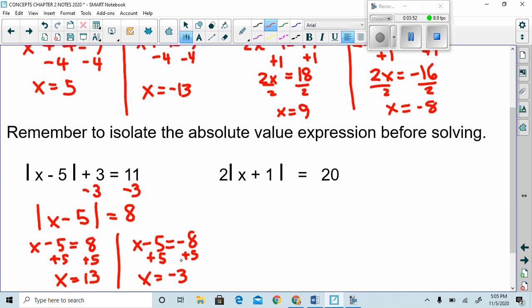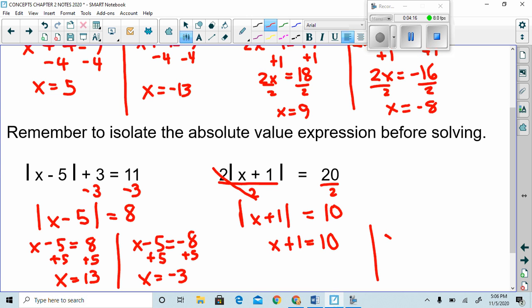One last one. Now, look carefully because this expression is multiplied by 2, so we're going to divide both sides by 2. Canceling here, I get the absolute value of x plus 1 is equal to 10. Now we can solve. x plus 1 equals 10, and x plus 1 equals -10. One inverse operation, x is equal to 9, and x is equal to -11. And that's all there is to absolute value equations and expressions.